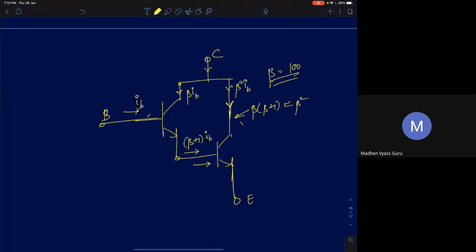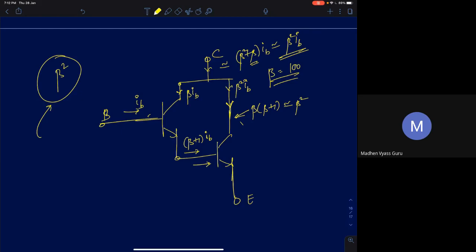So the total current here will approximately be beta square plus beta into IB, which is again approximately equal to beta square. Beta square will be much greater than beta, right? So I'll ignore the smaller beta and assume it as beta square IB. Now I have a composite device with an effective current gain of beta square. Okay, the effective current gain of the circuit is beta square. This is called a Darlington configuration. If you want higher current gains, we use a configuration like this.